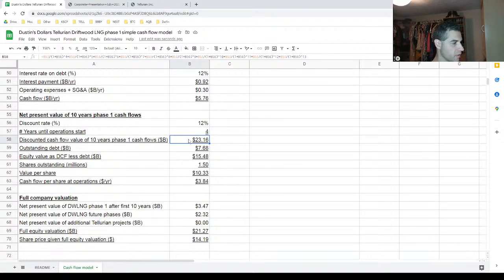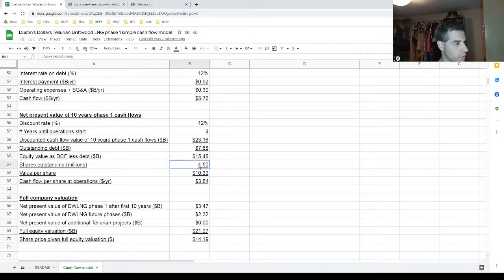And so that's sort of the net present value of all those first 10 years of cash flows of Driftwood LNG Phase 1. That number is like the base for the valuation, but then we subtract off the debt, because if we want to compare that against enterprise value, you want to subtract off the debt to then get the value of the equity. And so we subtract off the debt, which comes up to the parameter up top, and that gets you to the equity value.